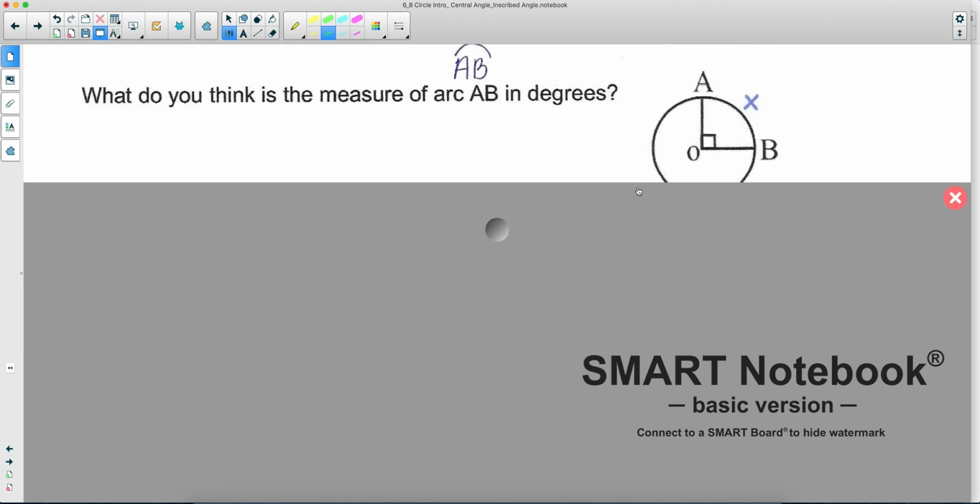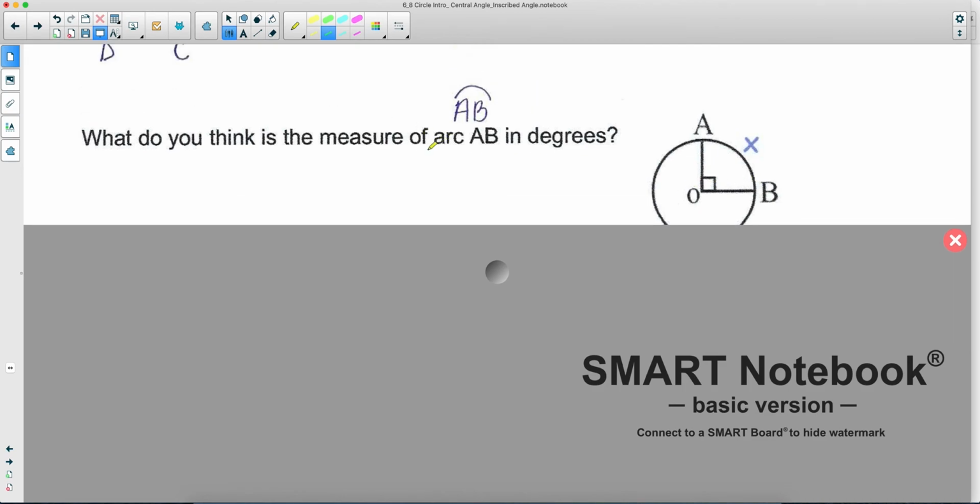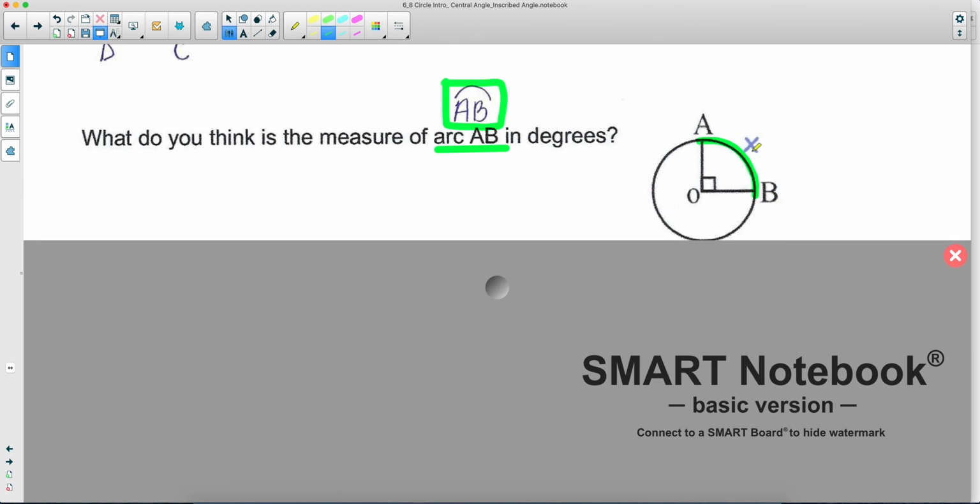Here. If angle AOB is 90 degrees, what do you think the measure of arc AB, so from here to here, is in terms of degrees? Now notice arc AB can also be represented by the symbol up here. Put a little arc over AB, interchangeable. So if you have any guesses, if this is 90, what is this up here?